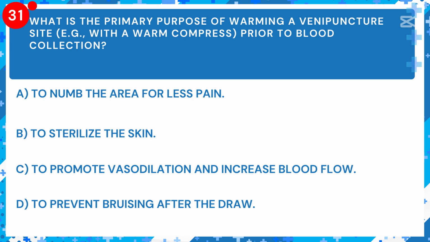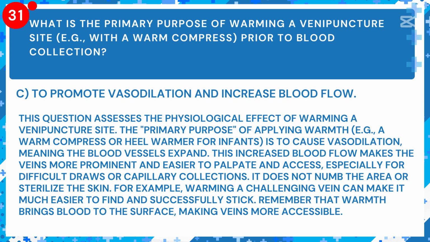Question 31. What is the primary purpose of warming a venipuncture site, e.g., with a warm compress, prior to blood collection? A. To numb the area for less pain. B. To sterilize the skin. C. To promote vasodilation and increase blood flow. D. To prevent bruising after the draw. Answer: C. To promote vasodilation and increase blood flow.